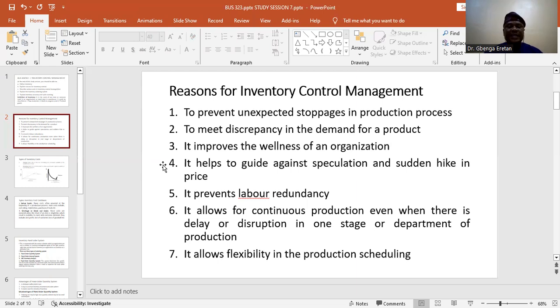Number 6, it allows for continuous production even when there is delay or disruption in one stage or department of production. Number 7, it allows for flexibility in the production schedule, because when stock is properly managed, it makes this stock readily available for every unit that requires it and ensures the smooth running of the production processes.